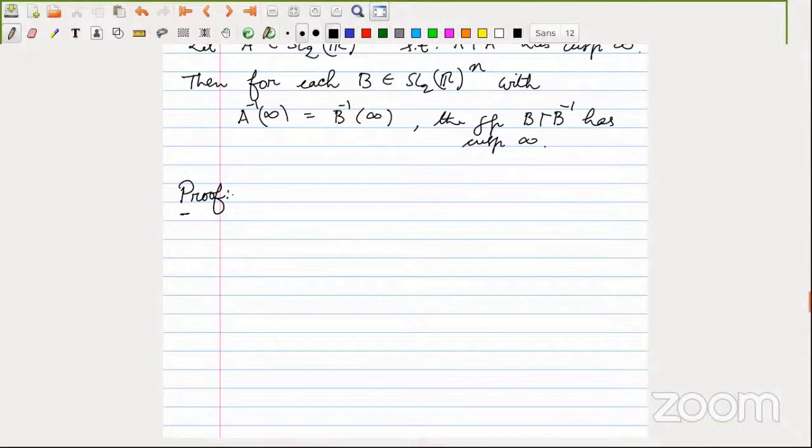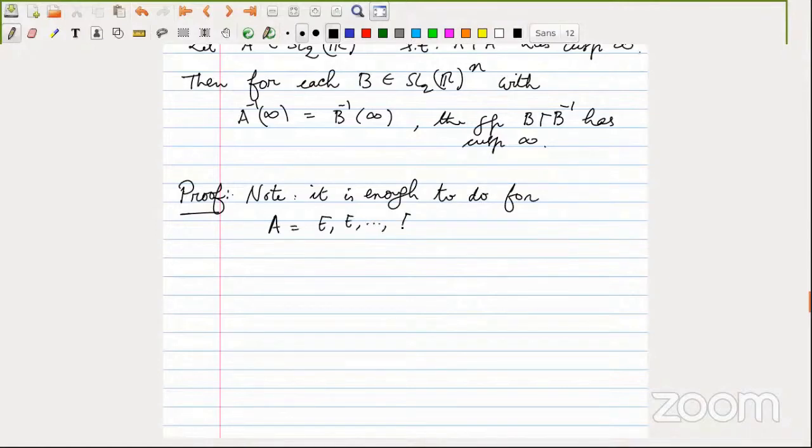Okay, so for the proof, given such a thing, how do I prove it? We'll do this. The first observation is to note that it's enough to do it for A equals E, the identity matrix, because once I have such an equality, like A inverse infinity equals B inverse infinity, I can multiply both sides by A. So note that it is enough to do for A equals E.